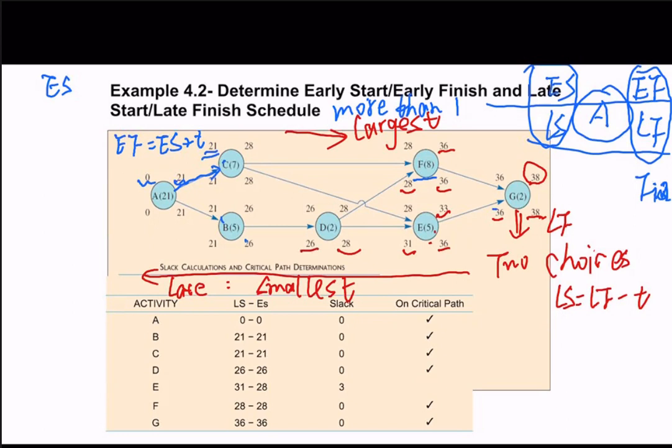And for B, B is only followed by D, so we have 26 over there, and we have 26 minus 5, 21. Whether this is 21 or not, it needs to be compared with C. So this is how we calculate these four numbers. And after you have these four numbers, you will be able to make a detailed schedule for it.